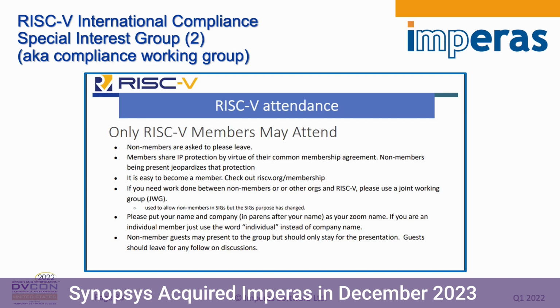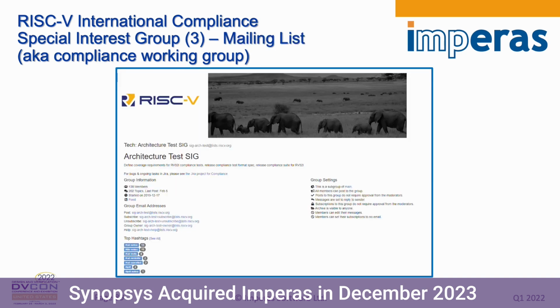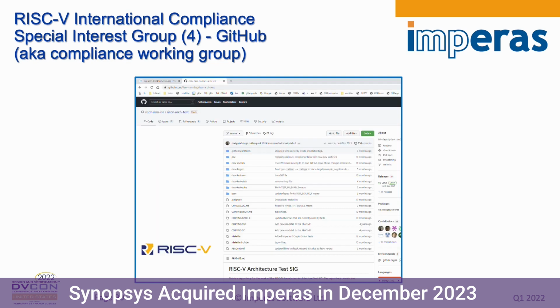You have to be a member of RISC-V International to join and participate in things like the working group. There is a mailing list to keep people up to date on it, with about 100-something members. It does have a GitHub, so you don't have to be a member to access the tests. You can download them from the GitHub there.